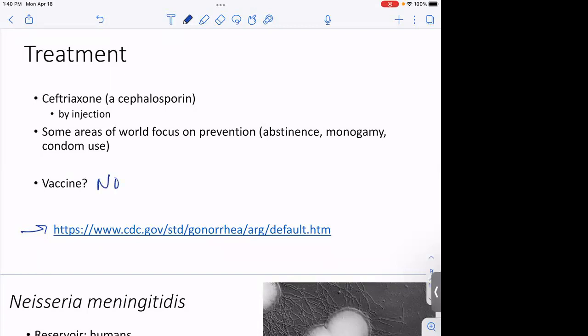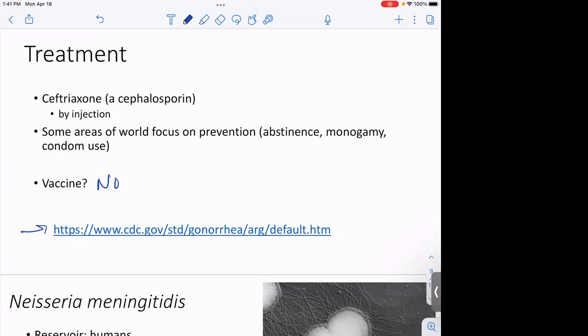There is no vaccine. There are some in the works, but right now it's not a priority because we still do have antibiotics that treat it pretty well. If that should ever not be the case, then I'm sure we will eventually come up with a vaccine that is at least somewhat effective. I don't know if it got to the point of clinical trials yet or not, but for now, there isn't. Okay, any questions about gonorrhea?